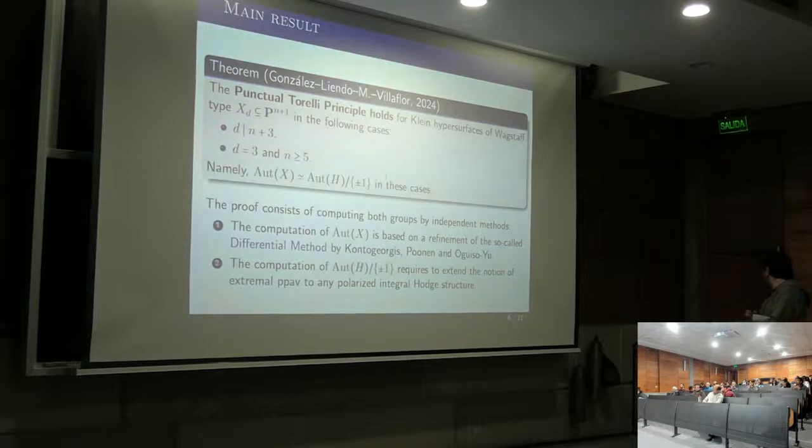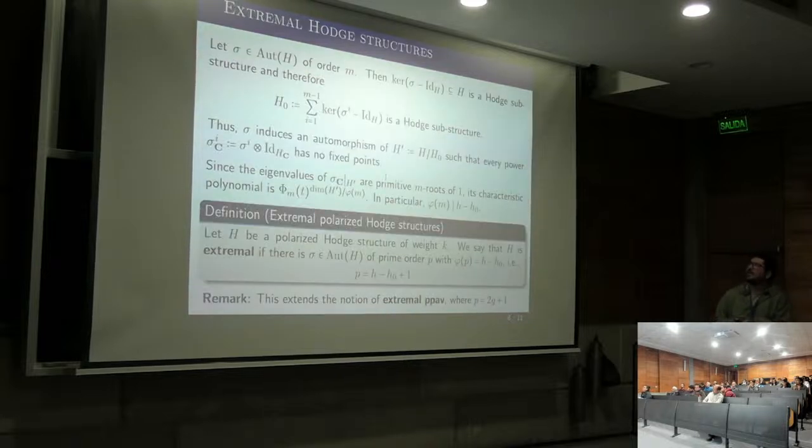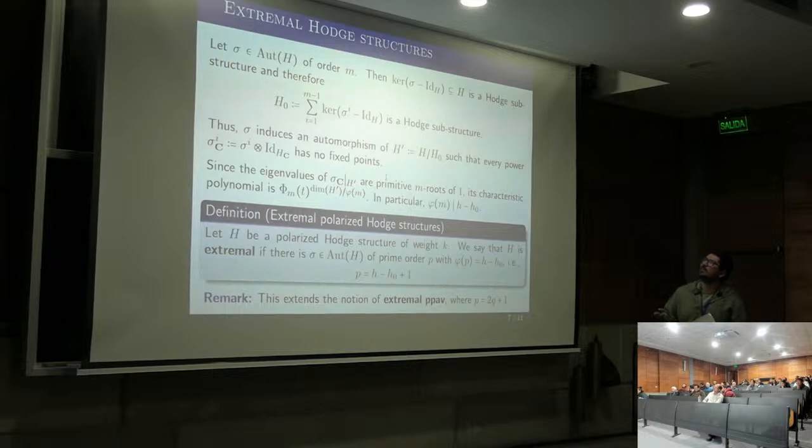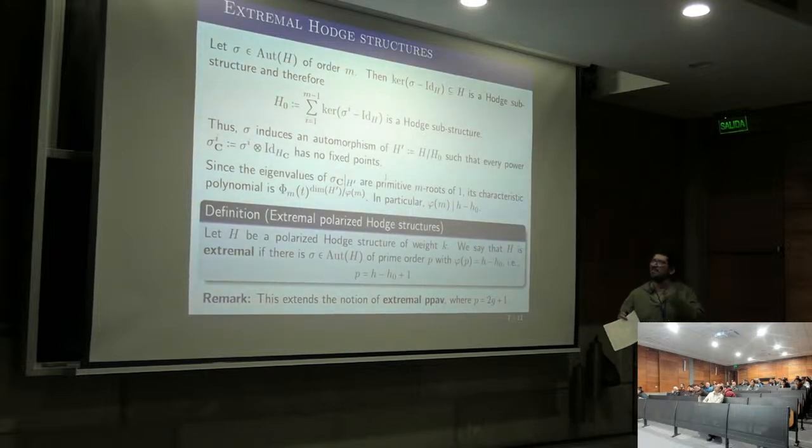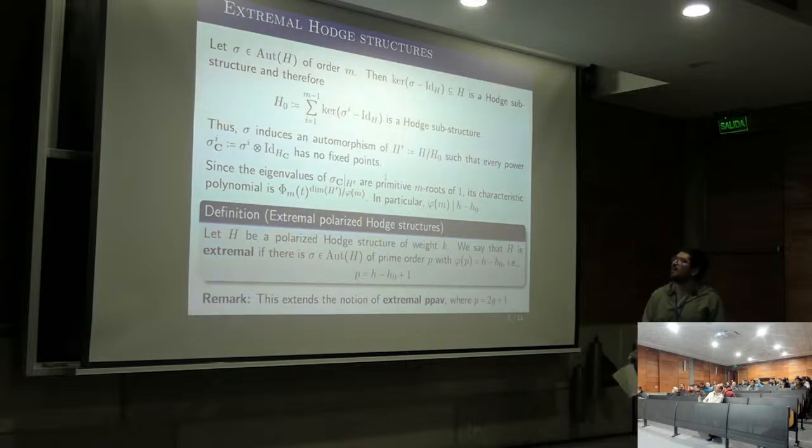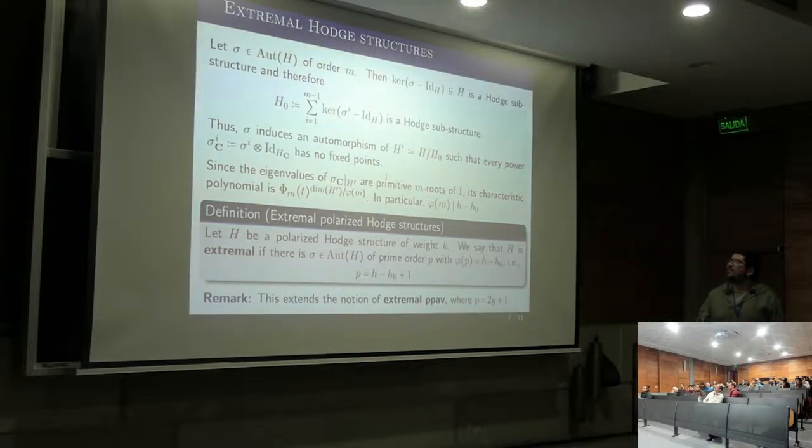So let me just briefly tell you how it works. The idea is the following. So suppose that you have an automorphism of your Hodge structure. If you want to fix ideas, it's not that wrong to think of the case of abelian varieties. So yeah, if you want to fix ideas, think in abelian varieties. So we have the following.